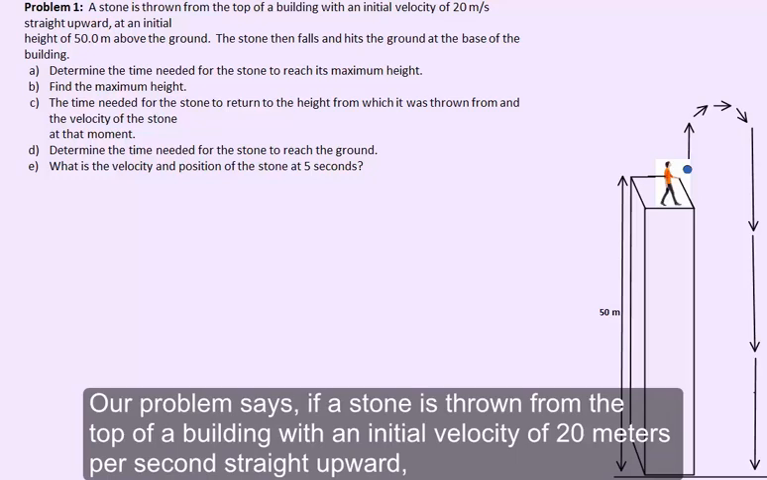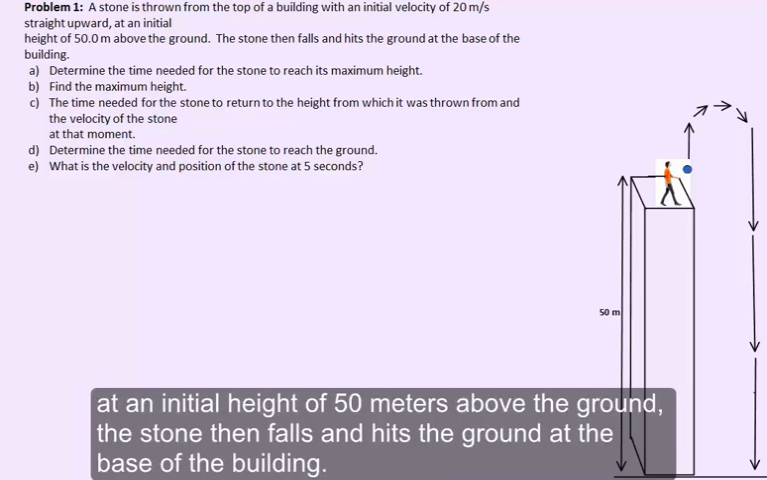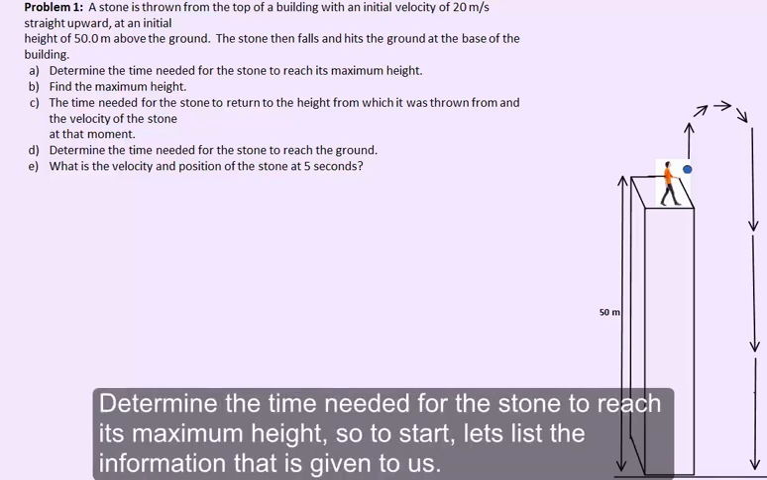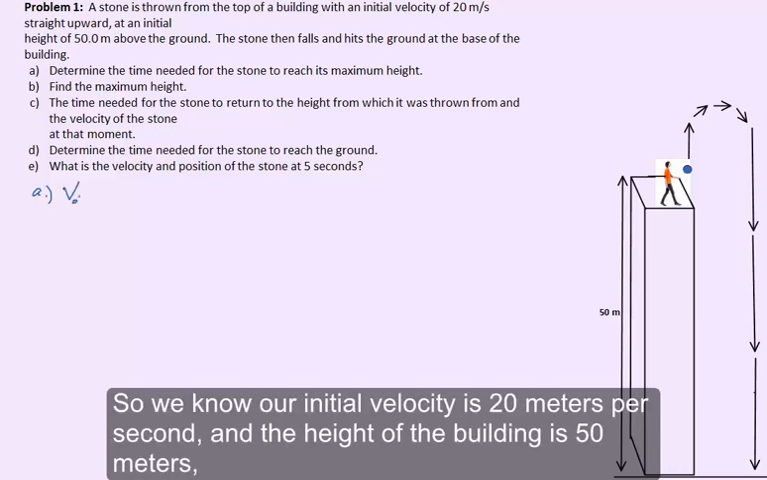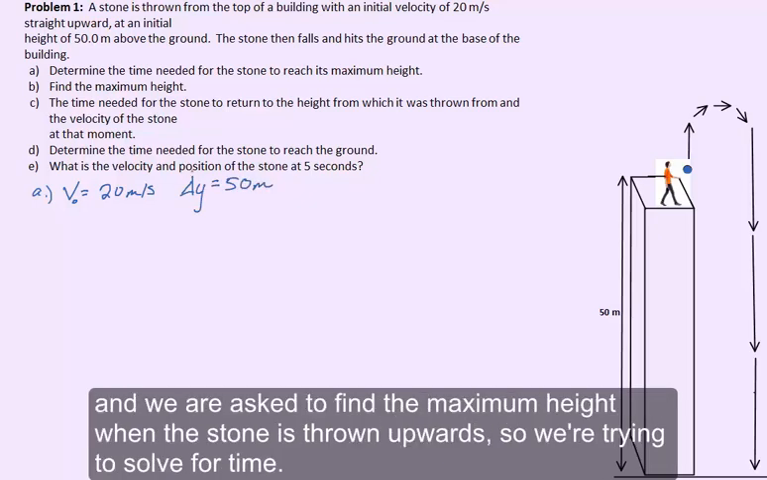Our problem says if a stone is thrown from the top of a building with an initial velocity of 20 meters per second straight upward at an initial height of 50 meters above the ground, the stone then falls and hits the ground at the base of the building. Determine the time needed for the stone to reach its maximum height. So to start, let's list the information that is given to us. We know our initial velocity is 20 meters per second, and the height of the building is 50 meters. And we're asked to find the maximum height when the stone is thrown upwards. So we're trying to solve for time.